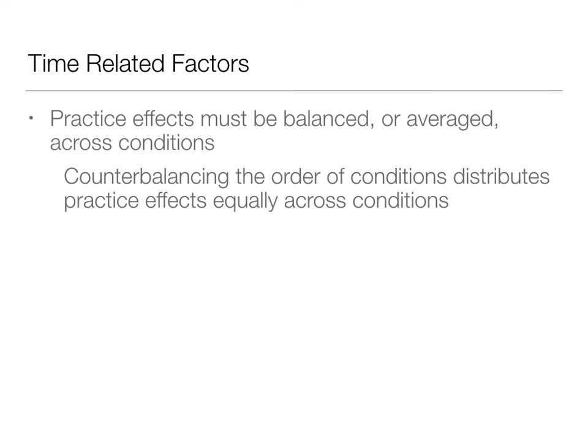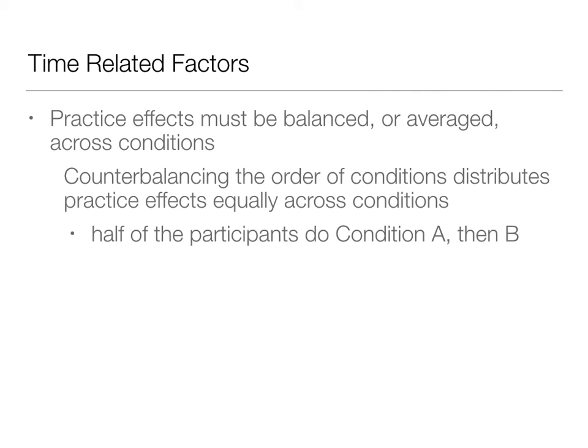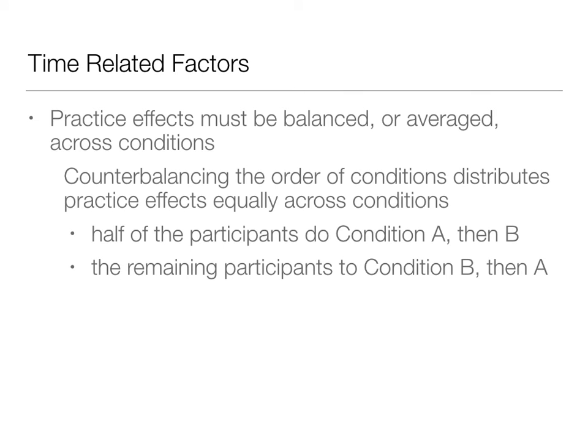And again, we did this a little bit in class with the crackers. We counterbalance the order to distribute these practice effects equally. And again, we'll continue to talk about this in class as well. So half of the participants do condition A and then B, whereas the other half of participants do B and then A.